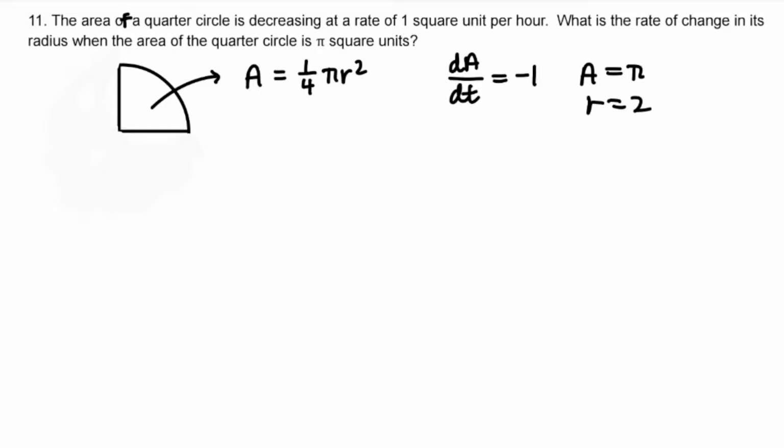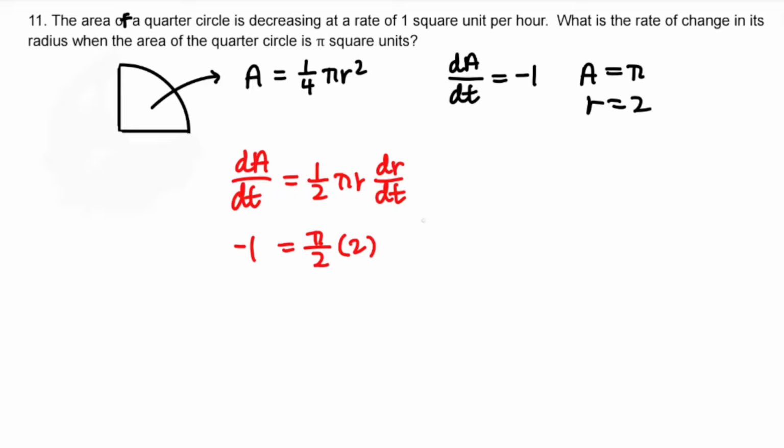And then, what is the rate of change in its radius? Okay, well, we're going to take the derivative of this relationship right here. The derivative of area with respect to time is going to be 2/4 pi r to the first dr/dt. And then I know dA/dt was -1, which equals 1/2 pi, I'm just going to write that as pi over 2, times r, which was 2, times dr/dt. Okay, that's going to leave dr/dt being -1 divided by pi.